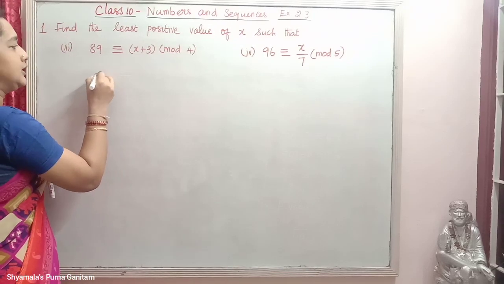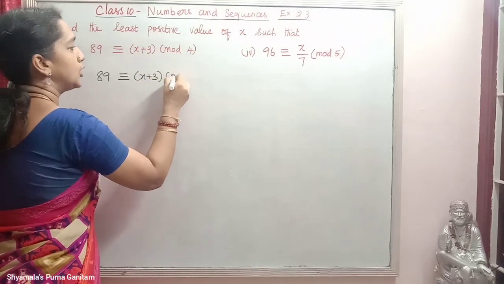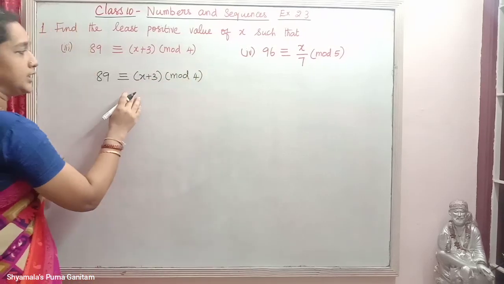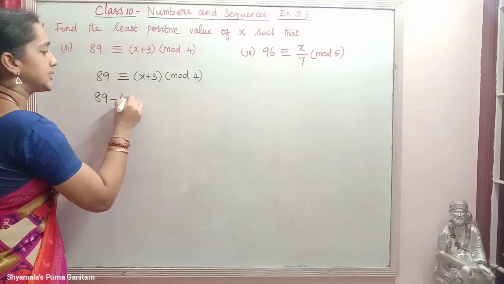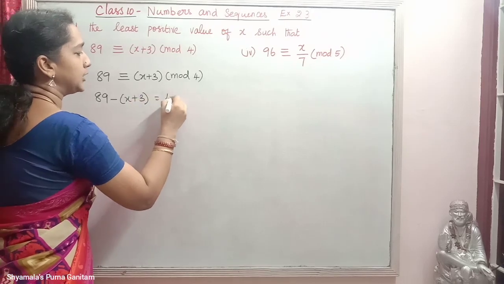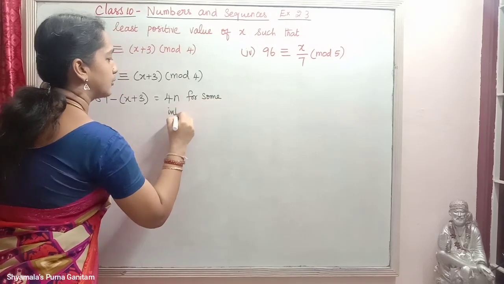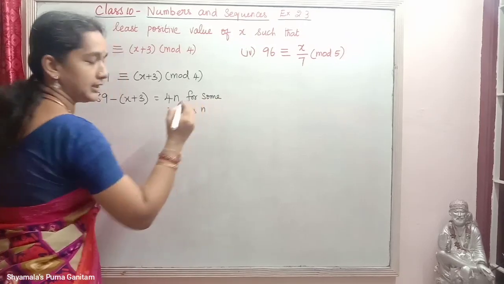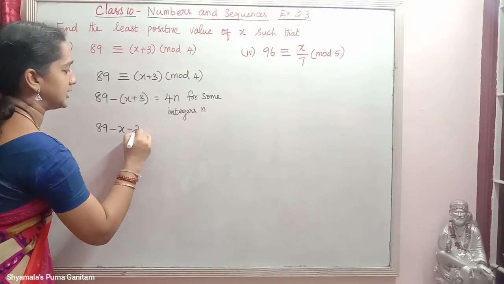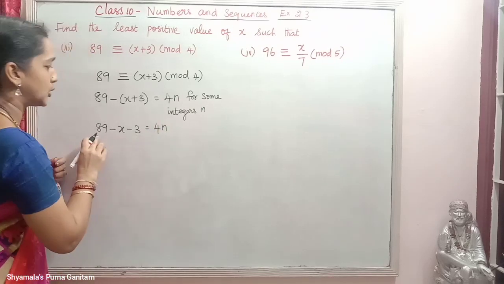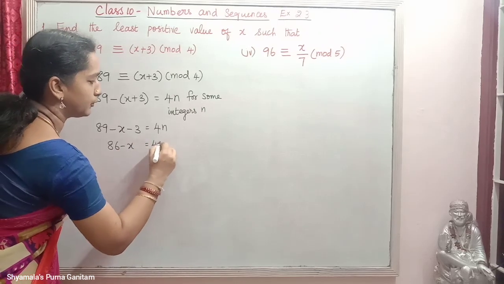So 89 congruent to x plus 3 modulo 4. In this, I am bringing x plus 3 to the left side. So 89 minus (x plus 3) is equal to 4n for some integer n. Okay, so this will be 89 minus x minus 3 is equal to 4n. So 89 minus 3 is 86, and 86 minus x is equal to 4n.